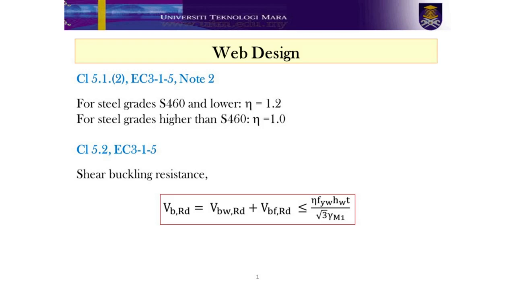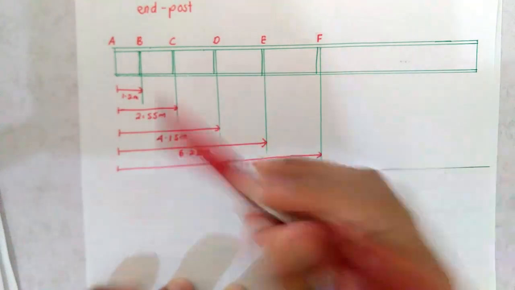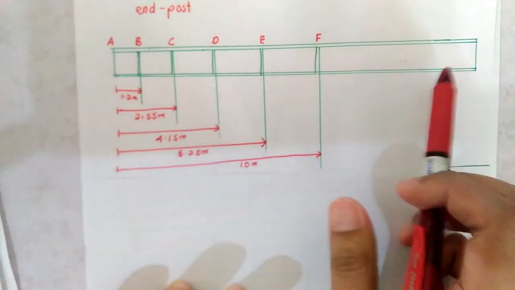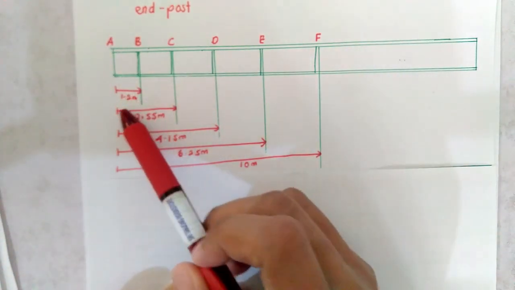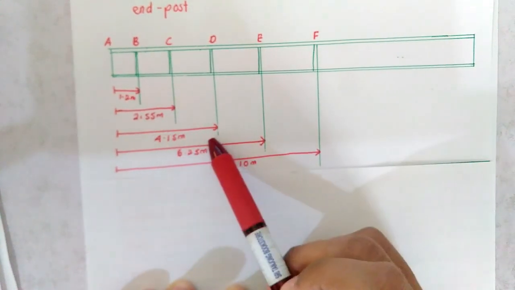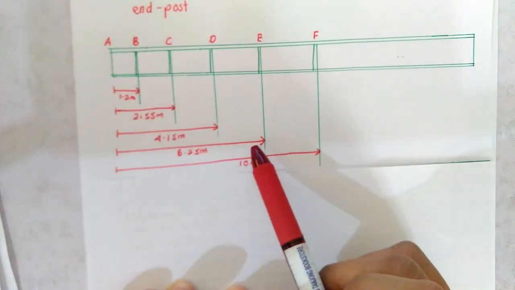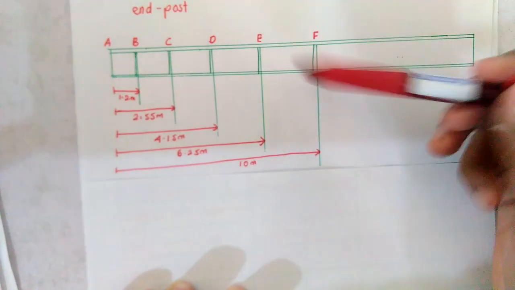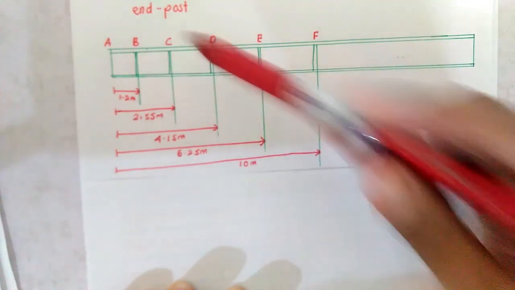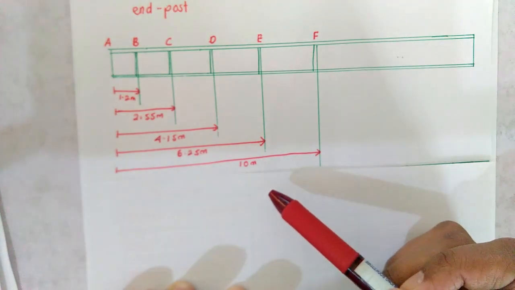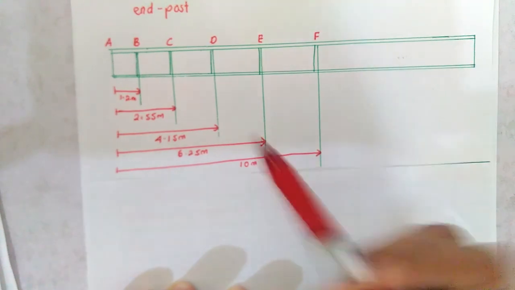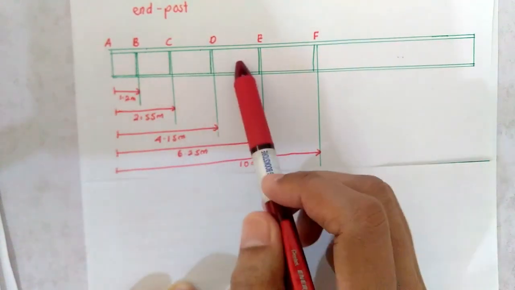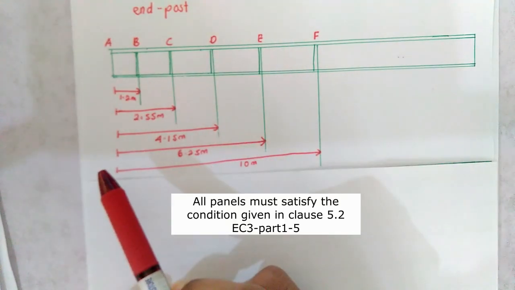So what does it mean by every panel? Every panel means, if you can see here, this is our plate girder from earlier, whereby we have 20 meters in length and transverse stiffeners located at 1.2 meter, 2.55 meter, 4.15 meter, 6.25 and 10 meter, where each vertical line represents a transverse stiffener. So for every panel you need to carry out the shear buckling resistance check, because you need to check that all these panels satisfy the condition given.